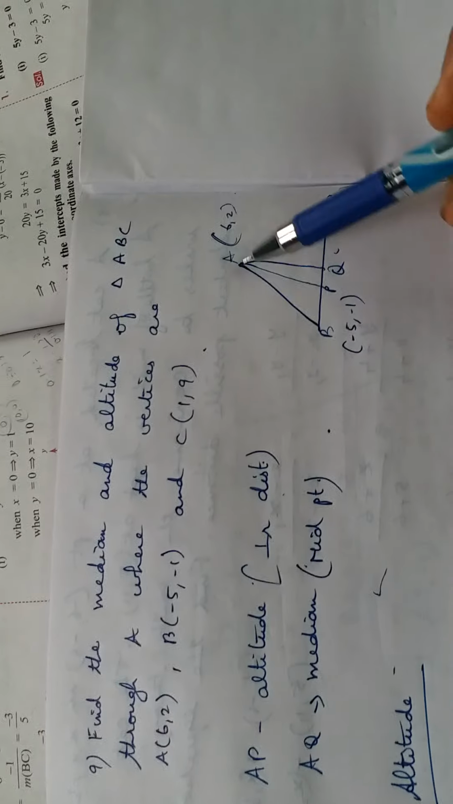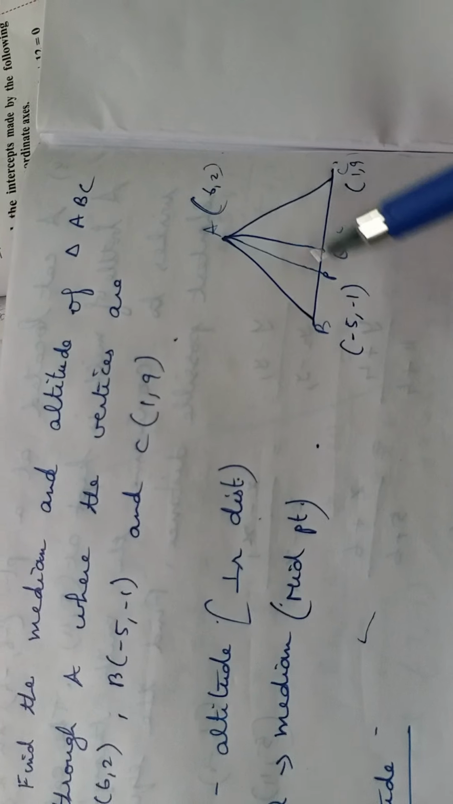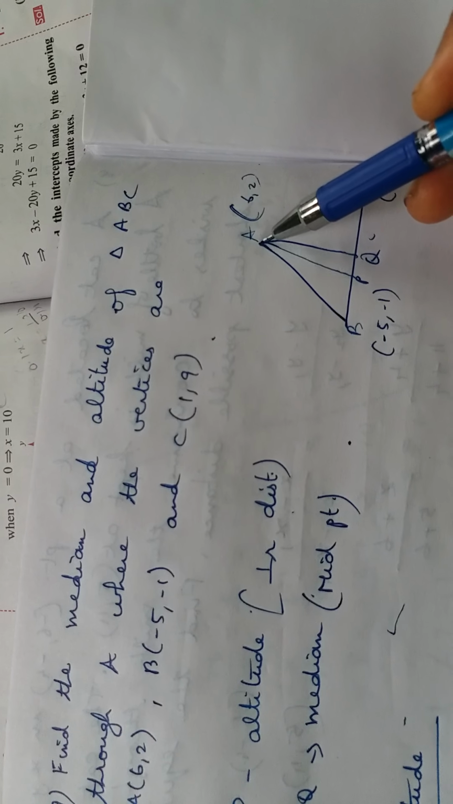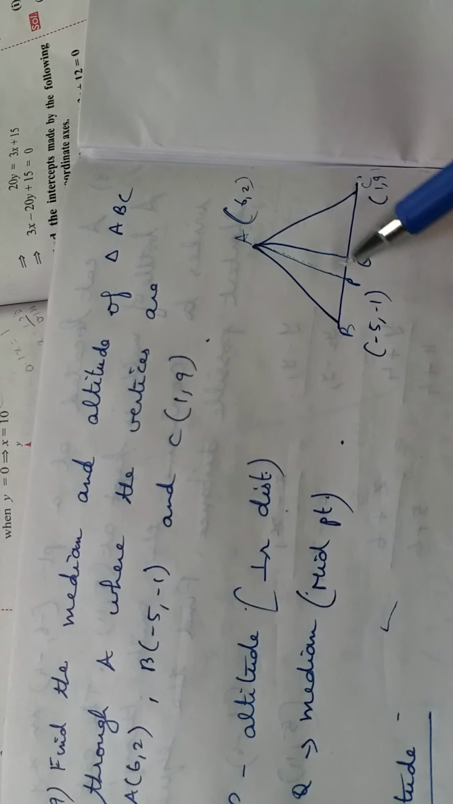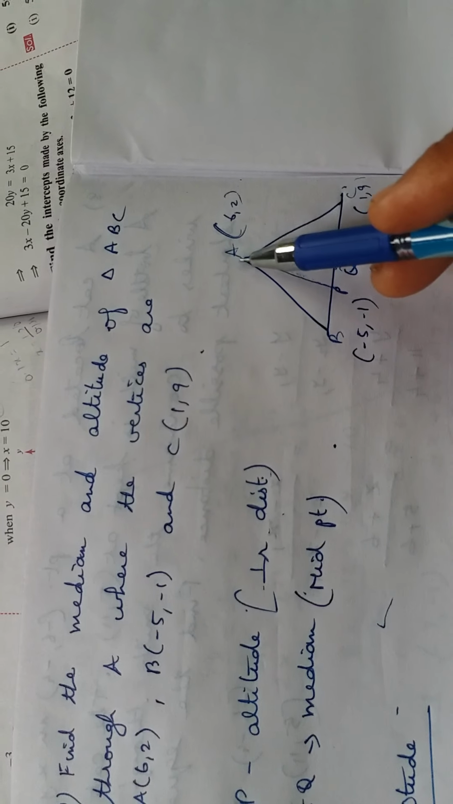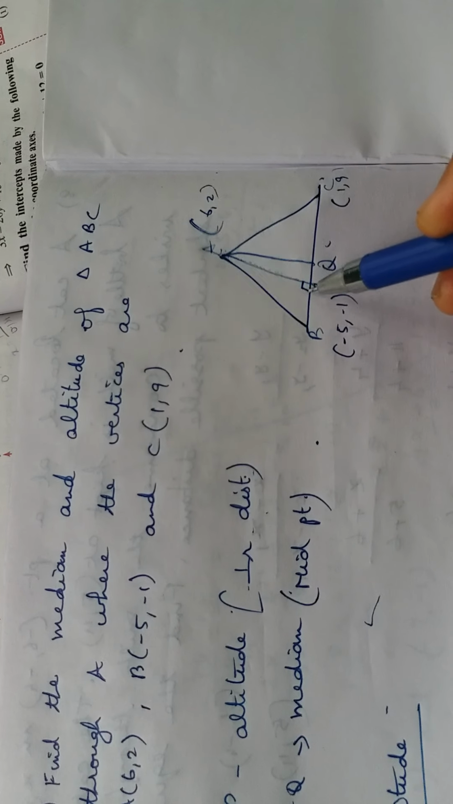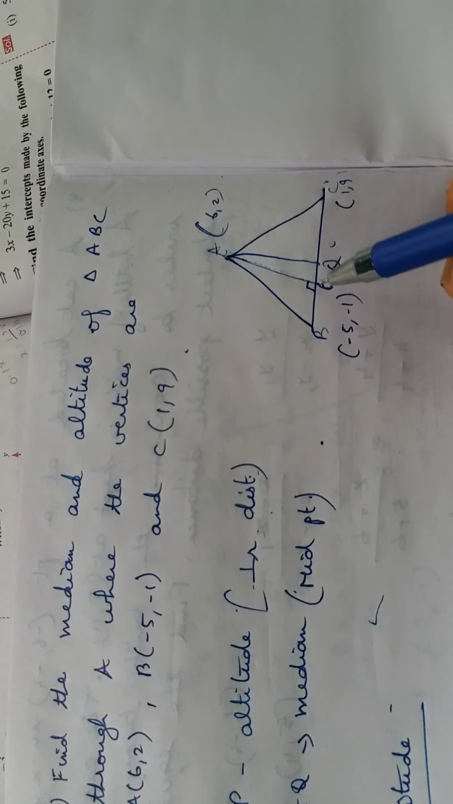Here they have given the triangle to be ABC. Look at this diagram. The triangle is given as ABC, and they asked you to find out the equation of the altitude. Altitude means the perpendicular distance. From A you are finding, this is your line AP. AP is your perpendicular line, so this is your altitude.